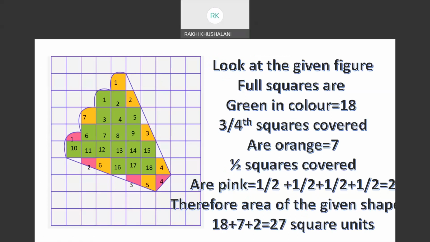Now, look at this figure very, very carefully. There is a line here, and there are loops made on this side. If you look at these figures, we have put three colors here. Okay, one is green, orange, and pink. These three colors are representing something.